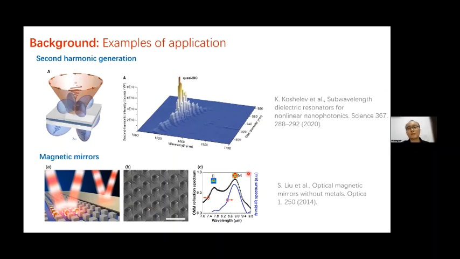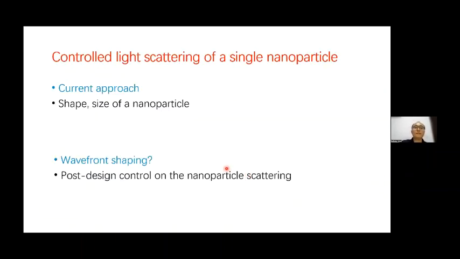These are just 2 representative examples. There are many more examples. From this introduction, we see light scattering by nanoparticles is very complex and also is very useful. So here, there's a critical question: how can we control light scattering of a single nanoparticle? Currently, people usually carefully design the shape and the size of the nanoparticle to realize the control.